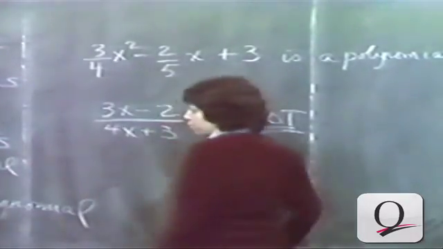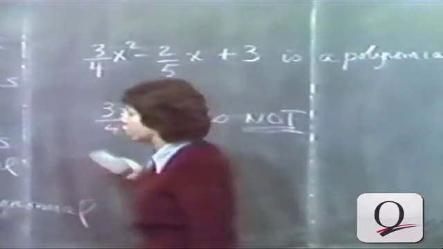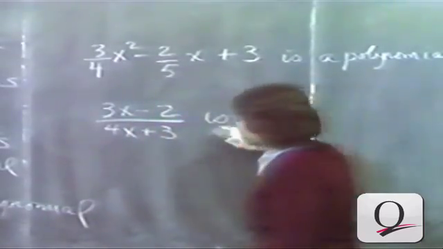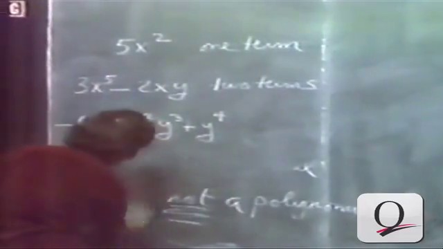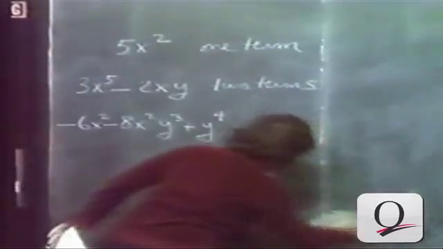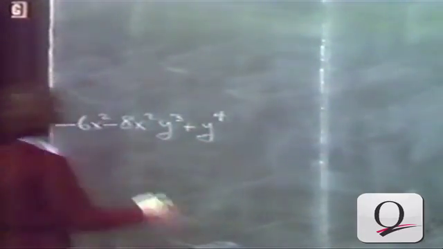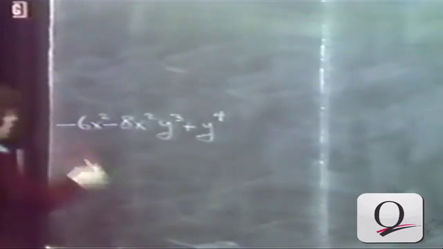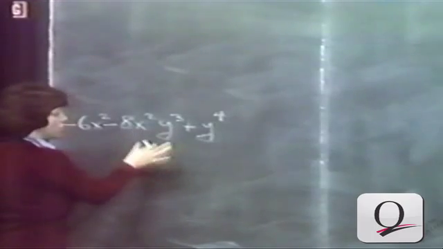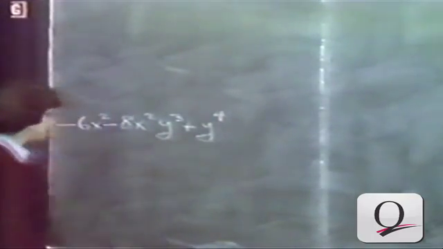Now I want to define what we mean by the degree of a term in a polynomial and also the degree of a polynomial itself. I'm going to illustrate these ideas on this three-term polynomial over here. There are three terms. The first term is the minus 6x squared. The second term, the minus 8x squared y cubed. The third term, y to the fourth.